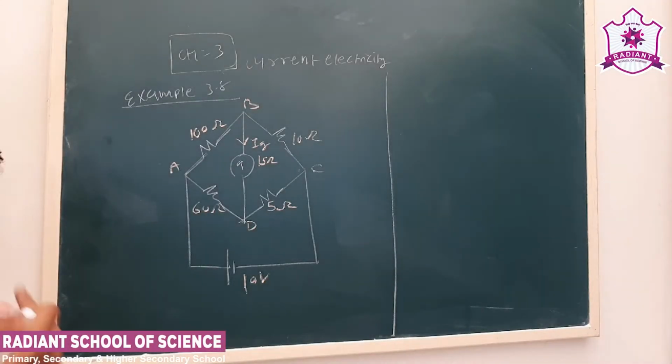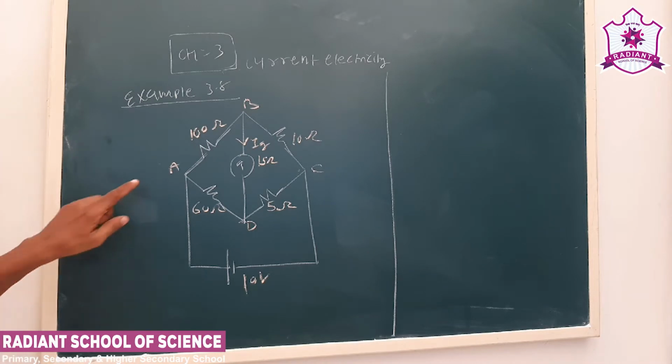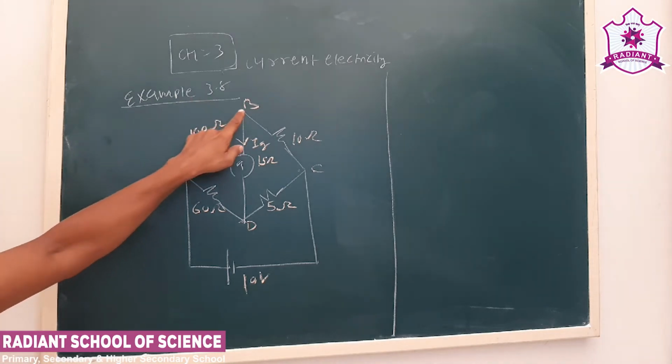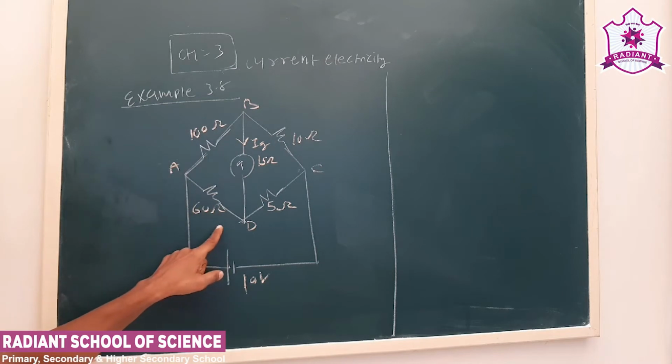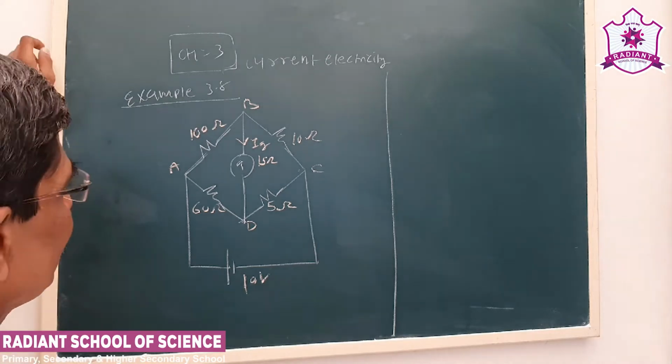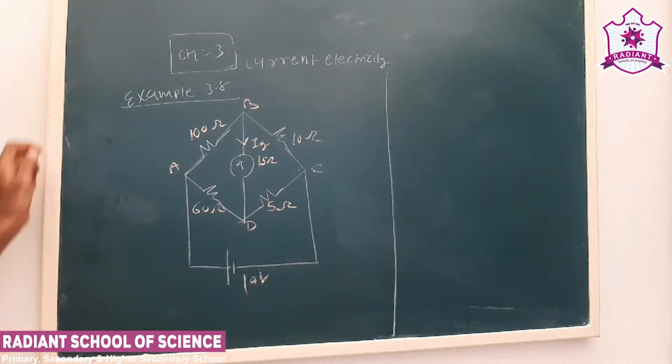Now, dear friends, last time we saw some examples of lesson number 3. Now we proceed further. Here is a Wheatstone bridge. The resistances are: AB is 100 ohm, BC is 10 ohm, AD is 60 ohm, and DC is 5 ohm. The galvanometer is connected between B and D, which has a resistance of 15 ohm.